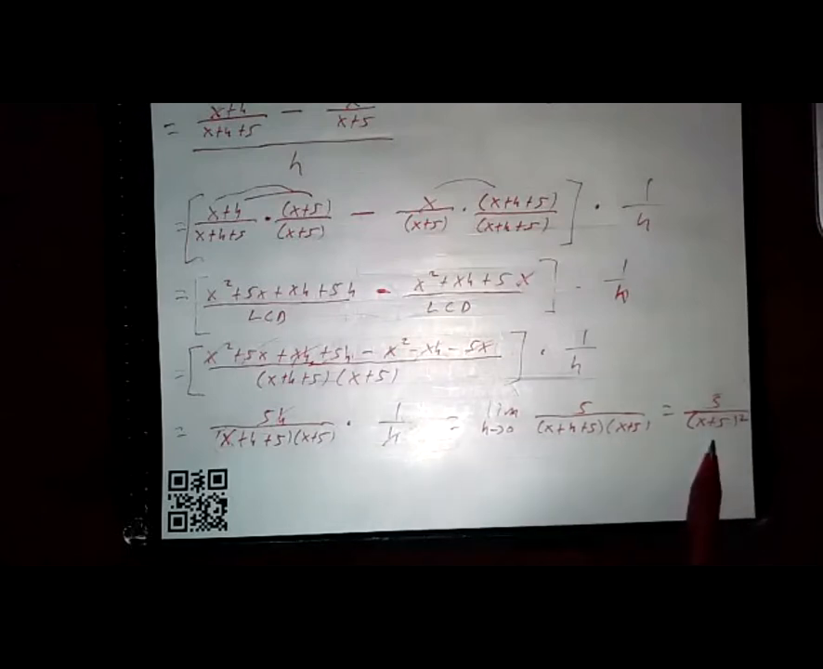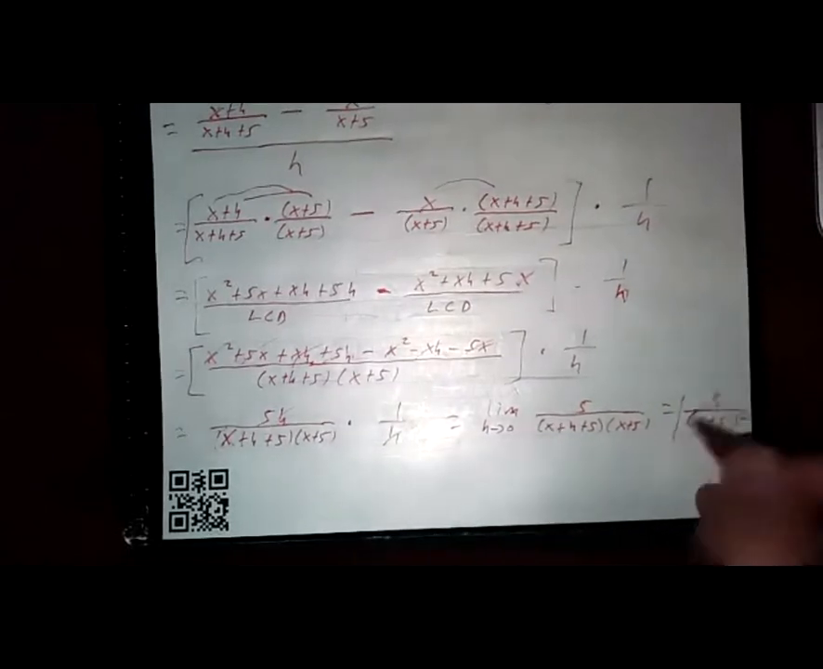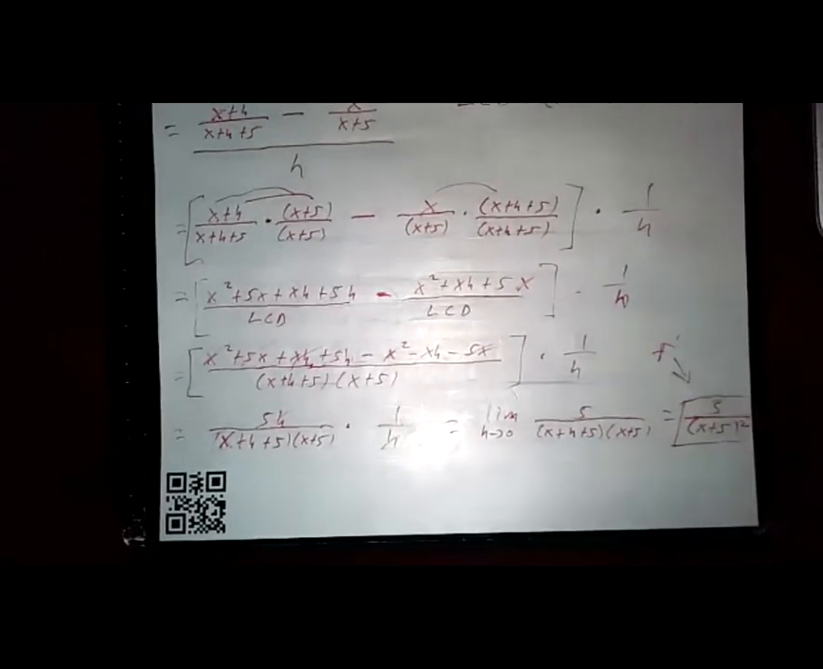If h is 0, this becomes x plus 5, right? x plus 5 times x plus 5. There's 2 of them. So that's it. You take the limit, and you're done. So this is the derivative. That's f prime.